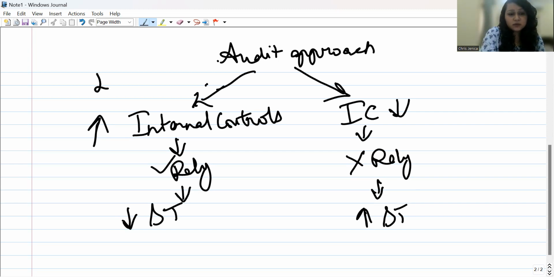So this is normally called a left hand approach and this one is called the right hand approach. So this is the audit approach you need to remember before going on with the audit process.